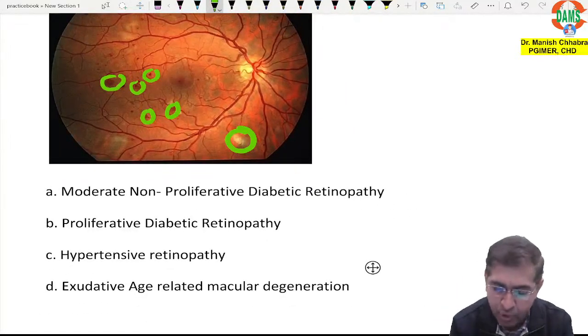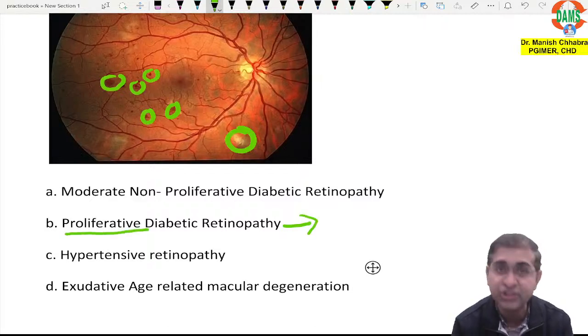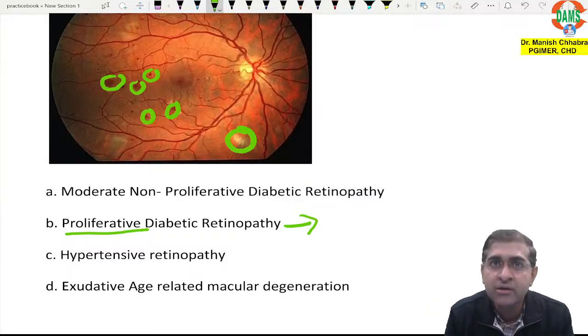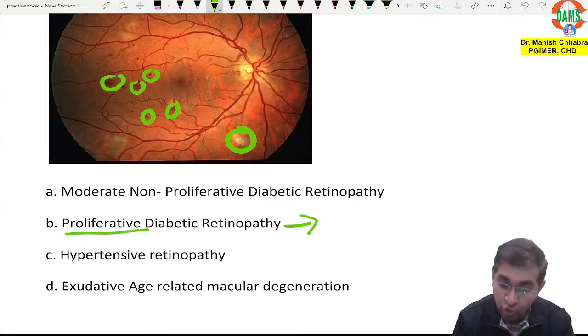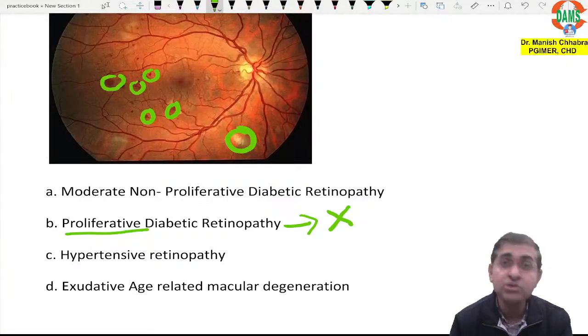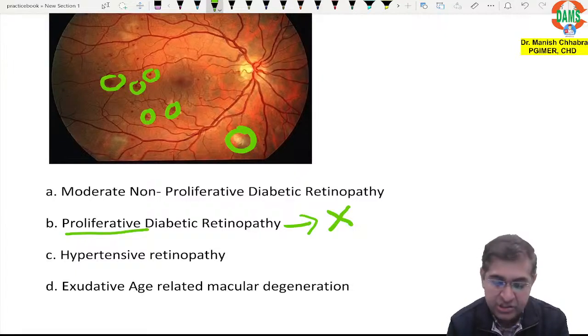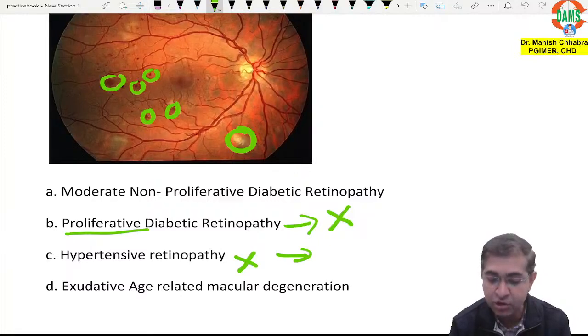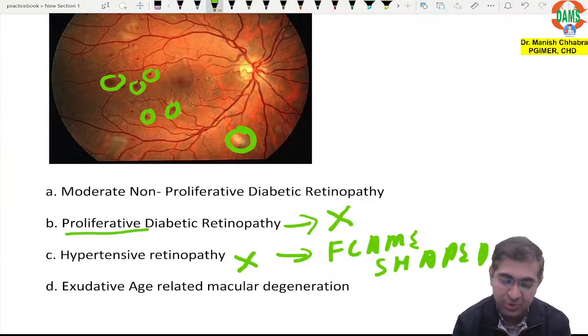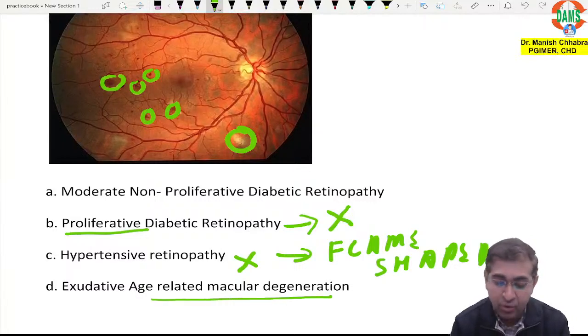So what do you understand by proliferative diabetic retinopathy? Proliferation means regeneration of your vessels. Can you see that there is any regeneration of the vessels? No. So this is not a proliferative diabetic retinopathy. Now, soft exudates and dot blot hemorrhages. Can you appreciate those in hypertensive retinopathy? No, because in hypertensive retinopathy, you see flame shaped hemorrhages, not dot blot type. So you remove it.